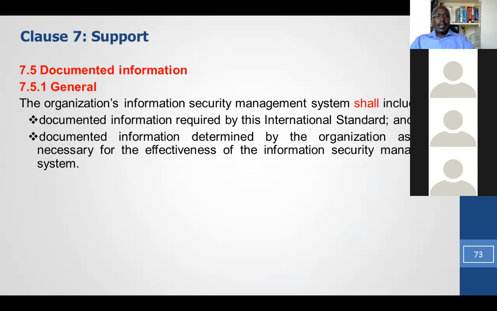Then there is the management of documented information. Documentation in all management systems is normally very, very critical. And your auditor, of course, depends a lot on the documented information that you have. There will be guidelines of how you can be able to ensure adequate documentation for your management system.